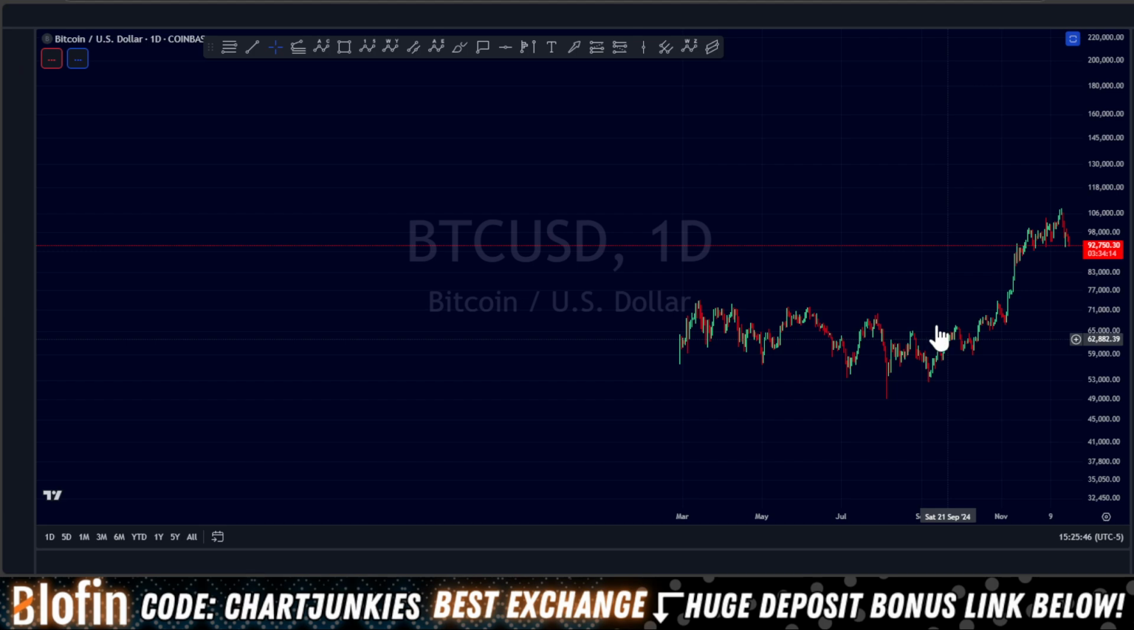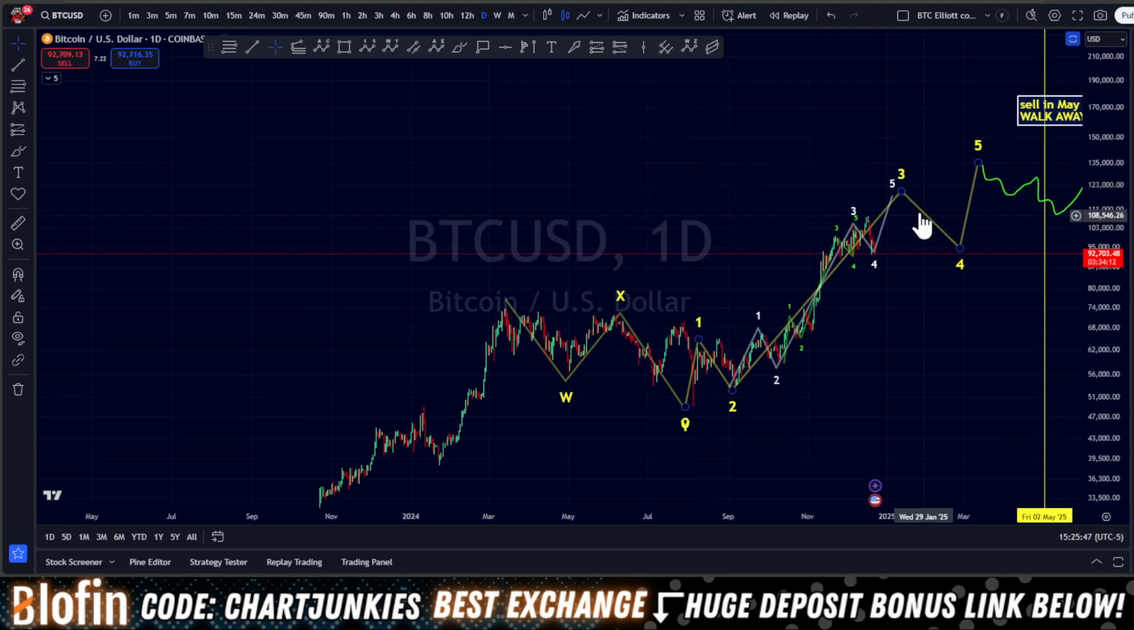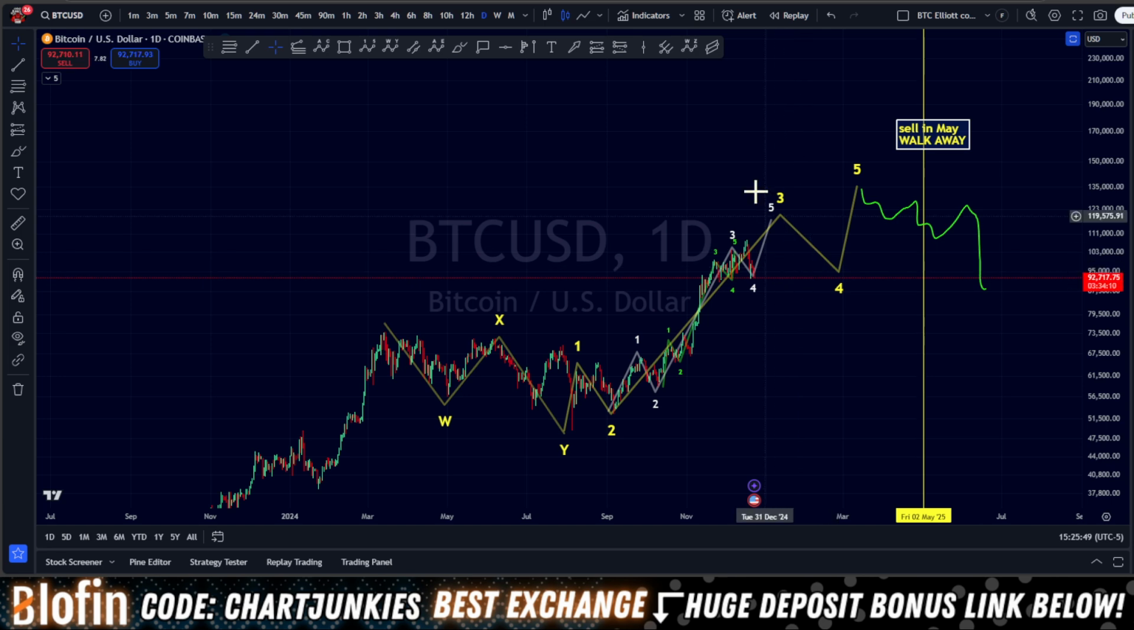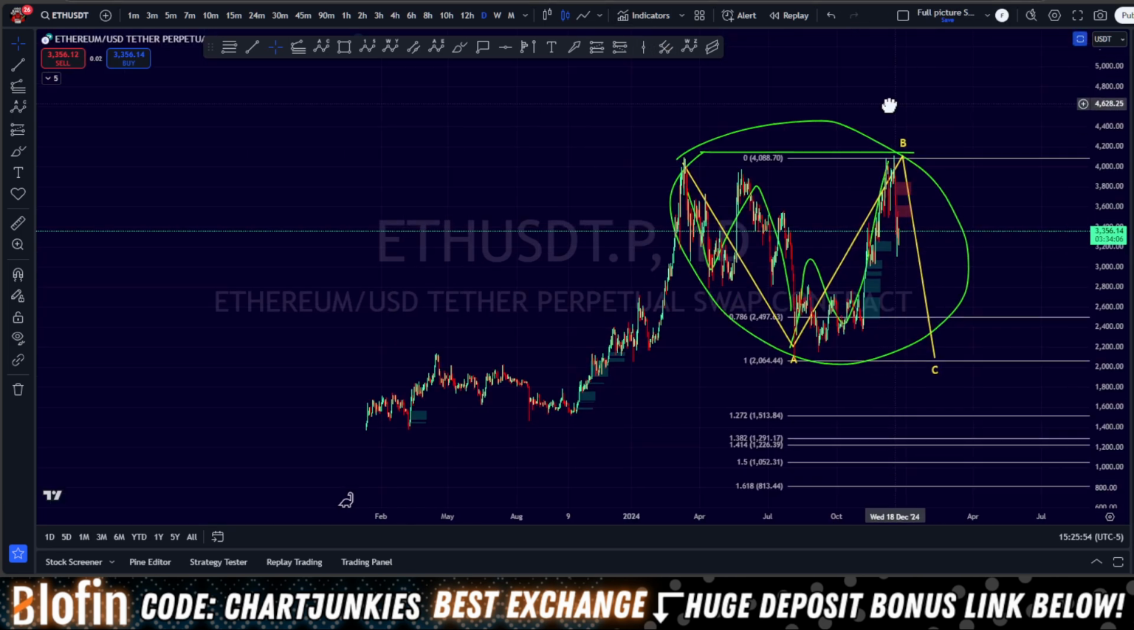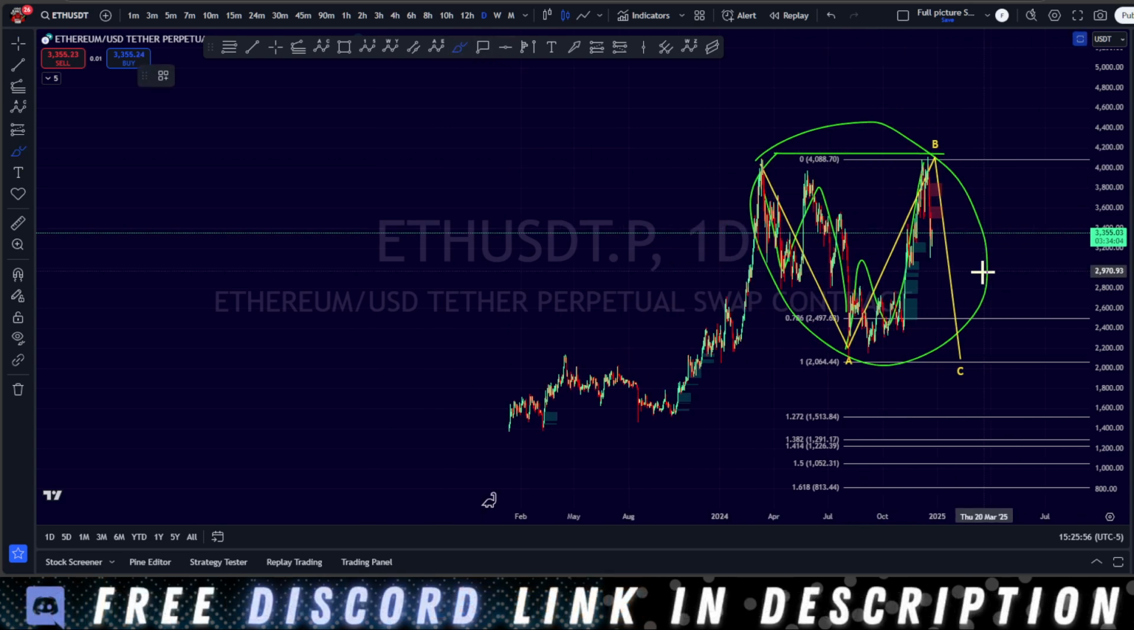So if we get this look where it's just consolidating to the upside, what's that going to look like on Ethereum? For Ethereum, you're going to see some type of a breakout right here up towards 5K. That's what it's going to look like on Ethereum.